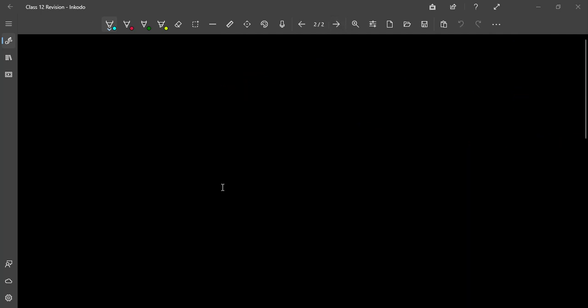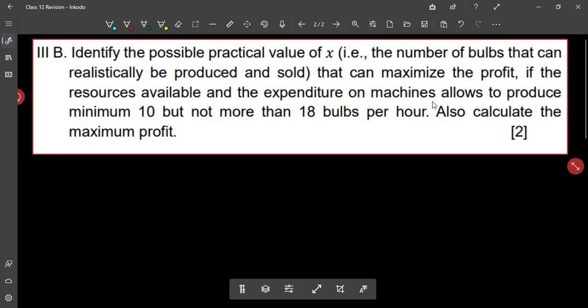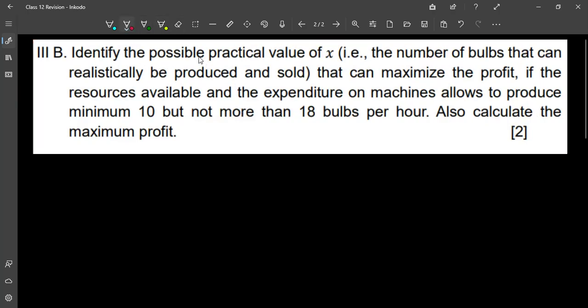Third question, B subdivision. So here is a tricky part in this question, because they've asked us to use a practical value of x. If you read this question carefully, they're asking us to identify the possible practical value of x, which means the x that we obtained, 18.75, which was the critical point, is not practically possible, because x here denotes the number of bulbs either produced or sold, and x cannot be a decimal or a fraction. So they're asking us to find a practical possible value of x, and they've given certain limitations on x.